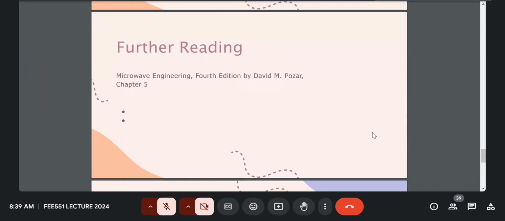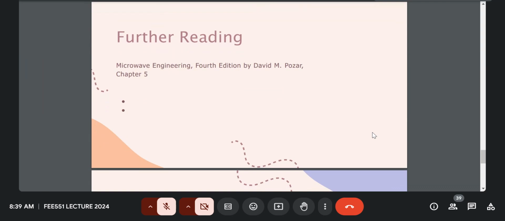Then for any further clarifications, you can check Microwave Engineering, fourth edition by David M. Pozar. It goes into more detail in chapter 5.